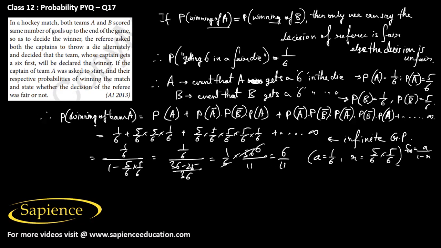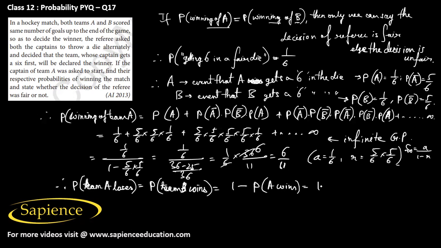So therefore, the probability that A wins is 6/11. And if A does not win, then obviously B should win. Therefore, the probability that team B wins is 1 minus the probability that team A wins. So that is 1 minus 6/11, that is 5/11.